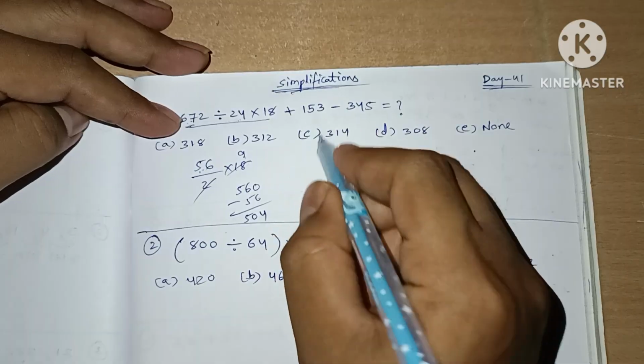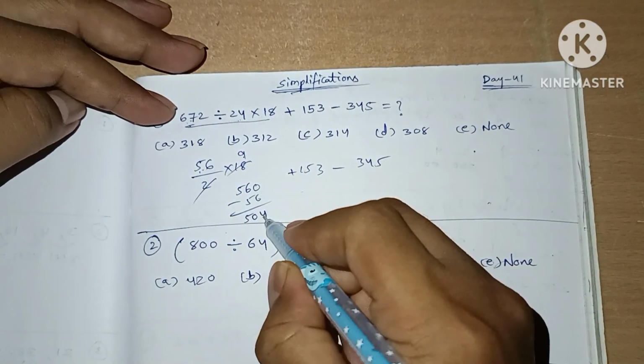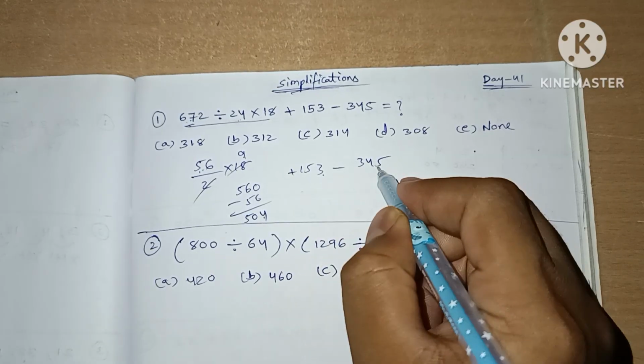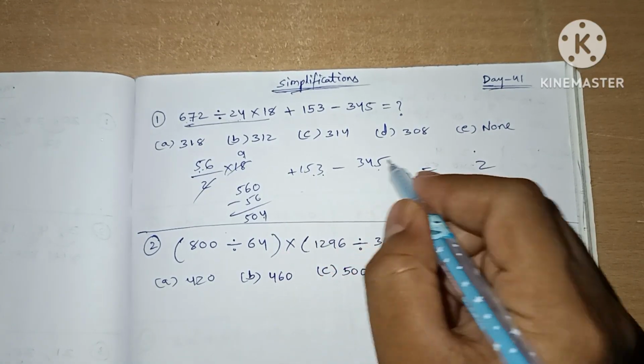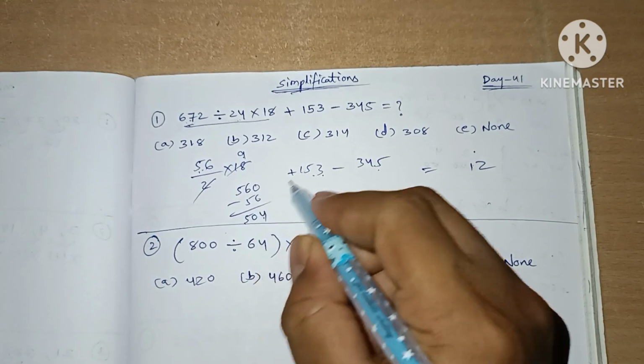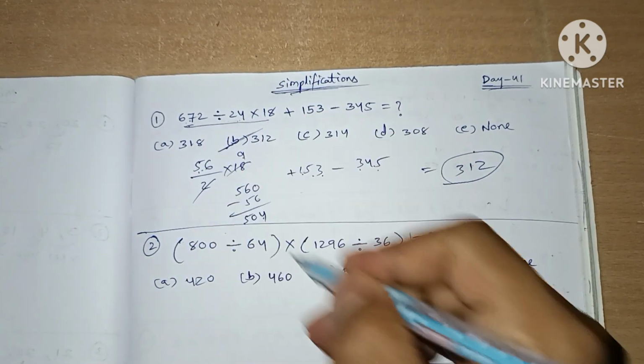Plus 153 minus 345. So unit digit is 7. 7 minus 5 will be 2. Okay. 5 minus 4 will be 1. 6 minus 3, 3. So the answer would be 312. Option B is our answer.